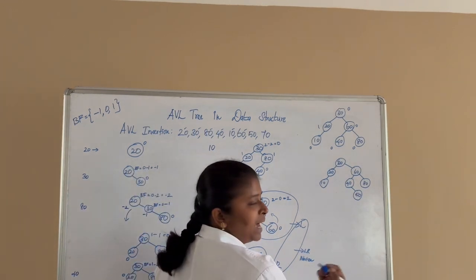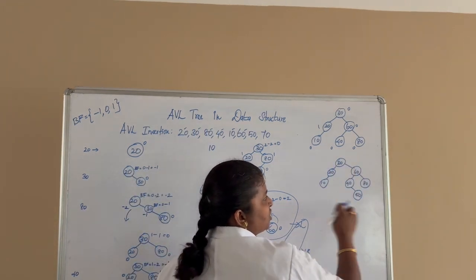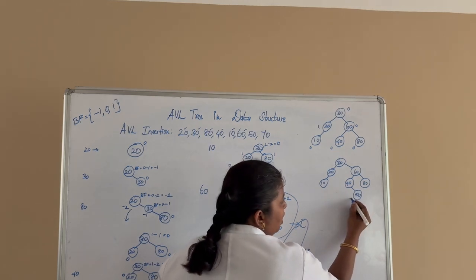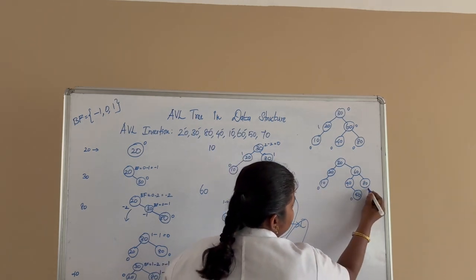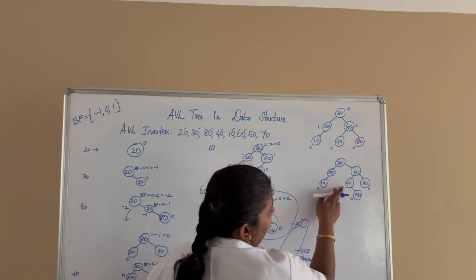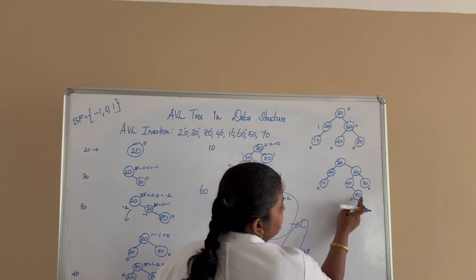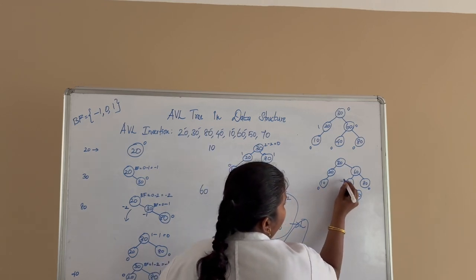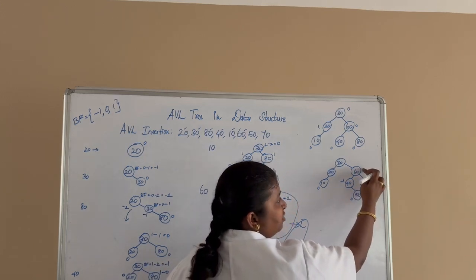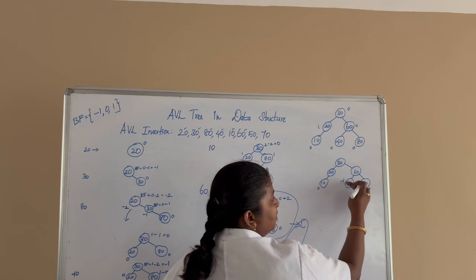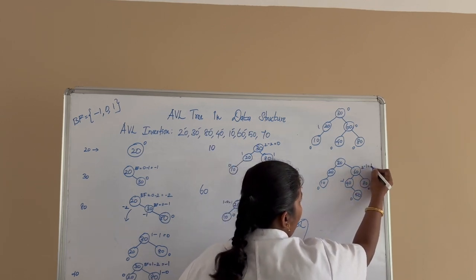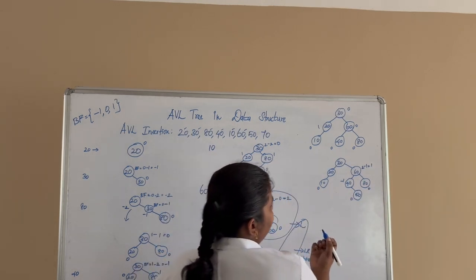Now we have to check the balance factor after inserting 50 for each and every node. So the balance factor for 50: since it's a leaf node, for all the leaf nodes the balance factor will be 0. For the node 40, there is no left child. So height of the left is 0, height of the right is 1. So 0 minus 1, minus 1. For calculating the balance factor for the node 60, the height of the left subtree is 2 minus height of the right subtree is 1. It's equal to 1. So it is within the balance factor.